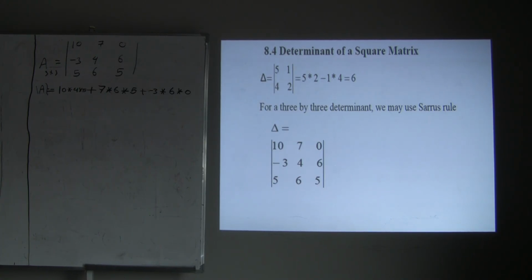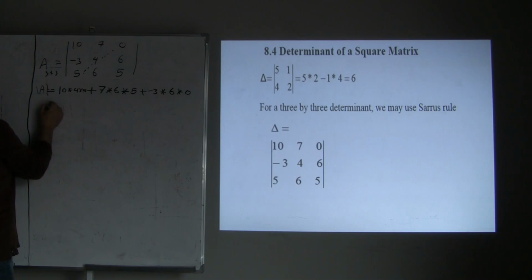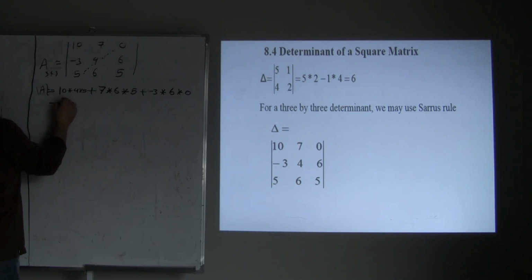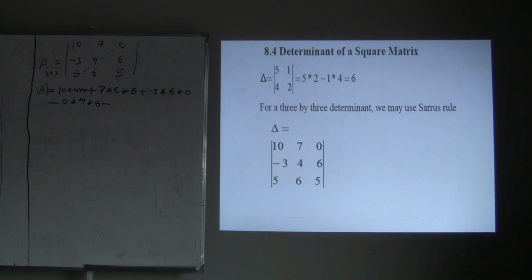But with the secondary diagonal. Okay? Similarly for the secondary diagonal. That's the secondary diagonal. Here's the secondary diagonal. So start minus 0 times 4 times 5. Then minus. Exactly the same.